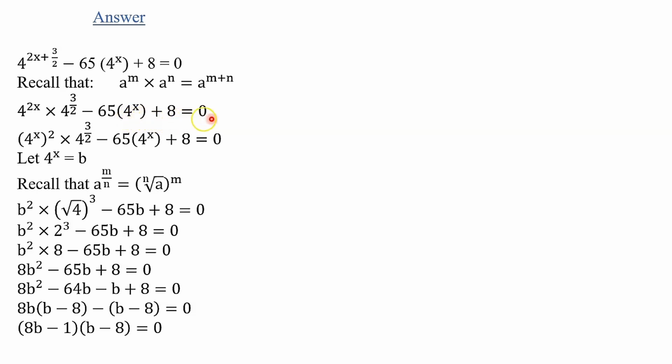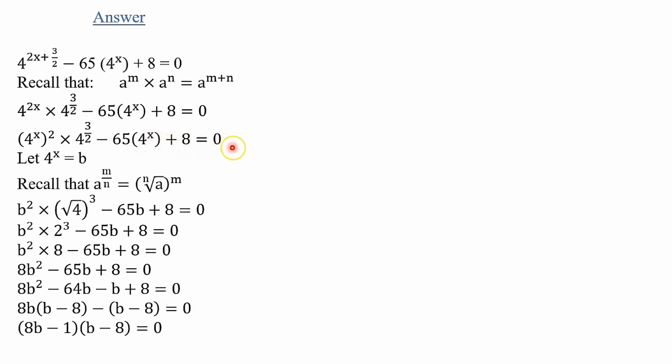However, 4 to the power of 2x is also the same thing as 4 to the power of x in bracket, then to the power of 2. That is, I remove this 2, then keep 4 to the power of x in bracket while keeping 2 outside the bracket. If you multiply 2 times x, you will have 2x, which is the same thing as this. Then times 4 to the power of 3 all over 2 minus 65 times into bracket 4 to the power of x plus 8 is equal to 0.